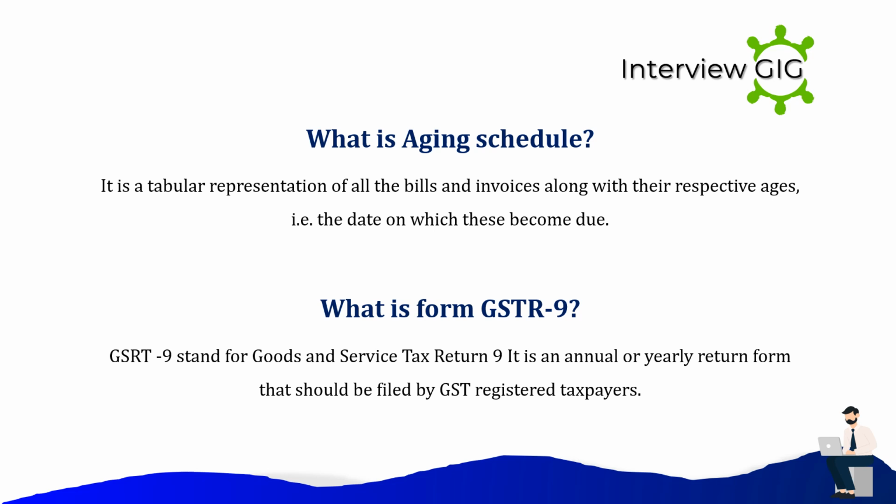What is aging schedule? It is a tabular representation of all the bills and invoices along with their respective ages, that is, the date on which these become due. What is Form GSTR-9? GSTR-9 stands for Goods and Services Tax Return 9. It is an annual or yearly return form that should be filed by GST-registered taxpayers.